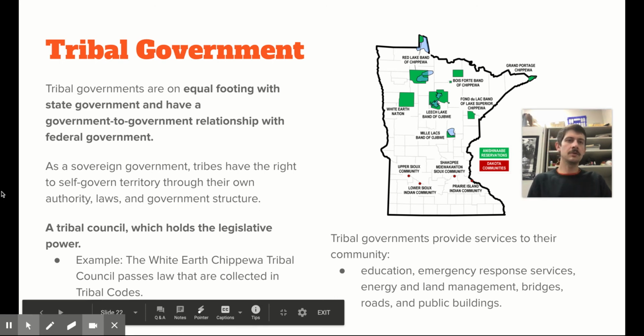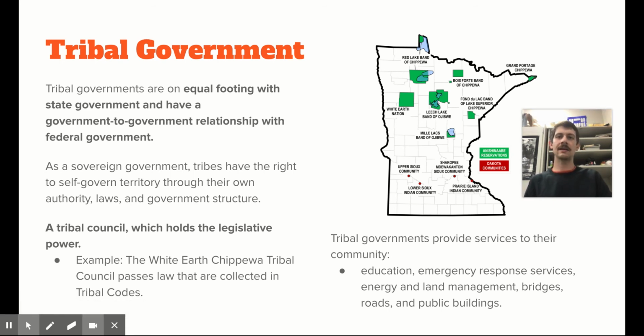The last and probably one of the most unique groups that we're going to be looking at of local government is tribal government. Tribal governments have a unique standing within the United States and the state of Minnesota in that they have equal footing with the state of Minnesota. So if you're looking at all of these different Native American reservations here in the state of Minnesota, they are kind of on par when it comes to their legislative authority in the state of Minnesota. And they have a government-to-government relationship with the federal government. Sometimes they're considered a nation within a nation.